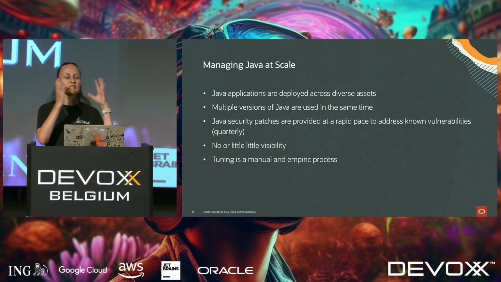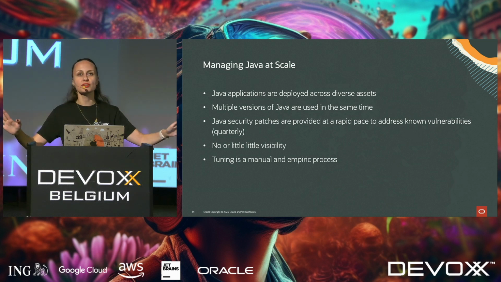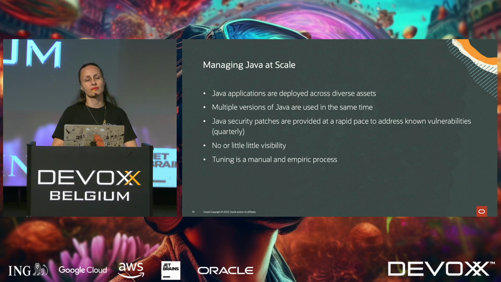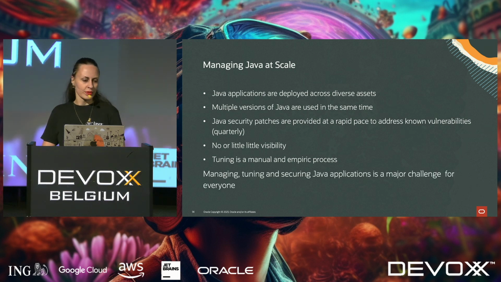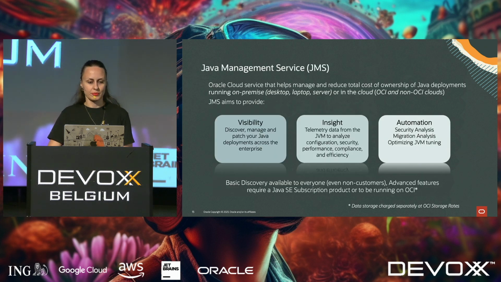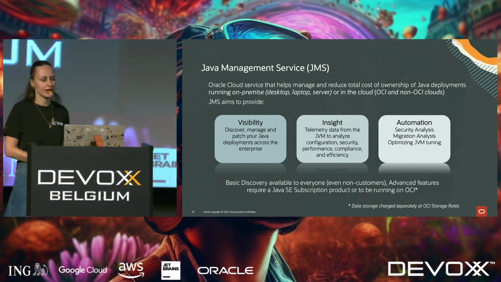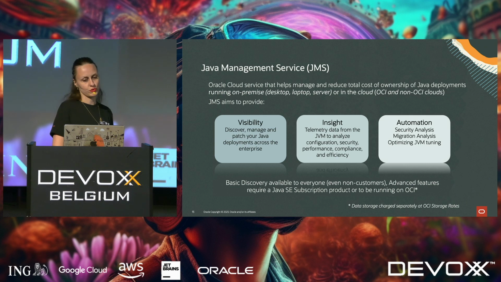Maybe there's a specific part of your system that you never bothered to update because it just worked and you worked on other cool features. The person who was working on that left the company and now you don't know what to do with that one. So managing Java at scale is not that easy. On the other hand, Java Management Service is there to help you with these tasks, and I'm going to demo that for you in a short while.